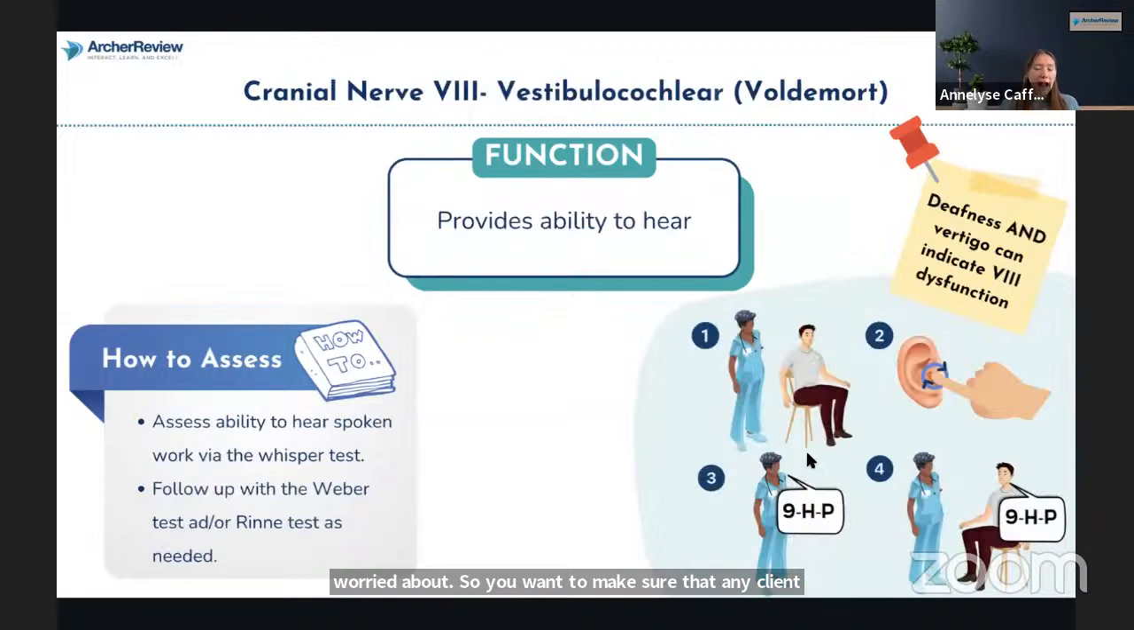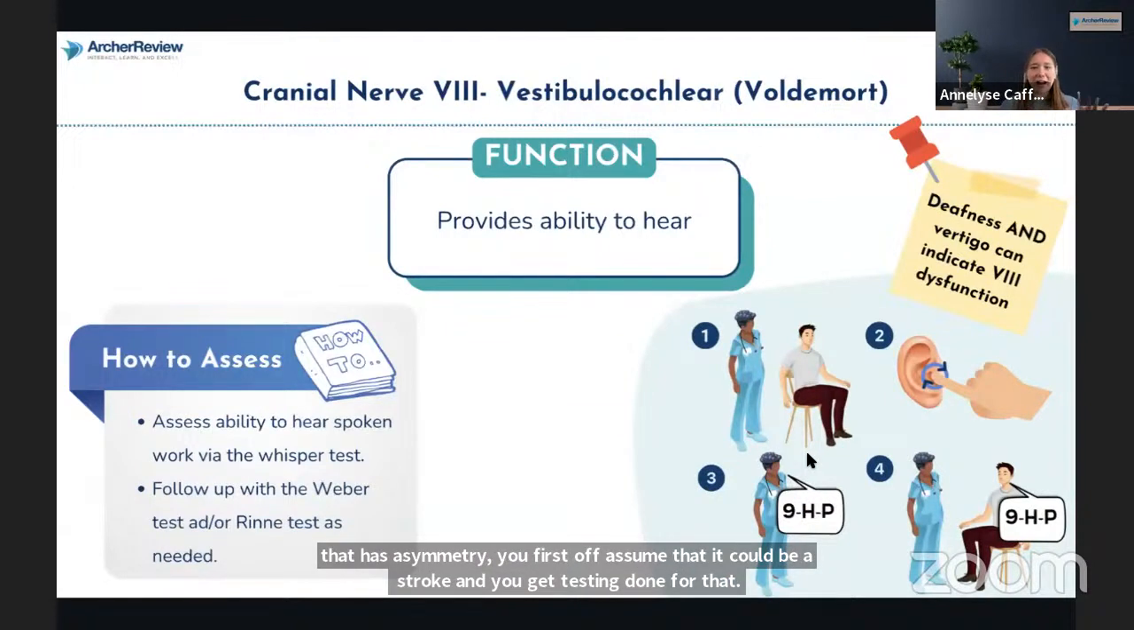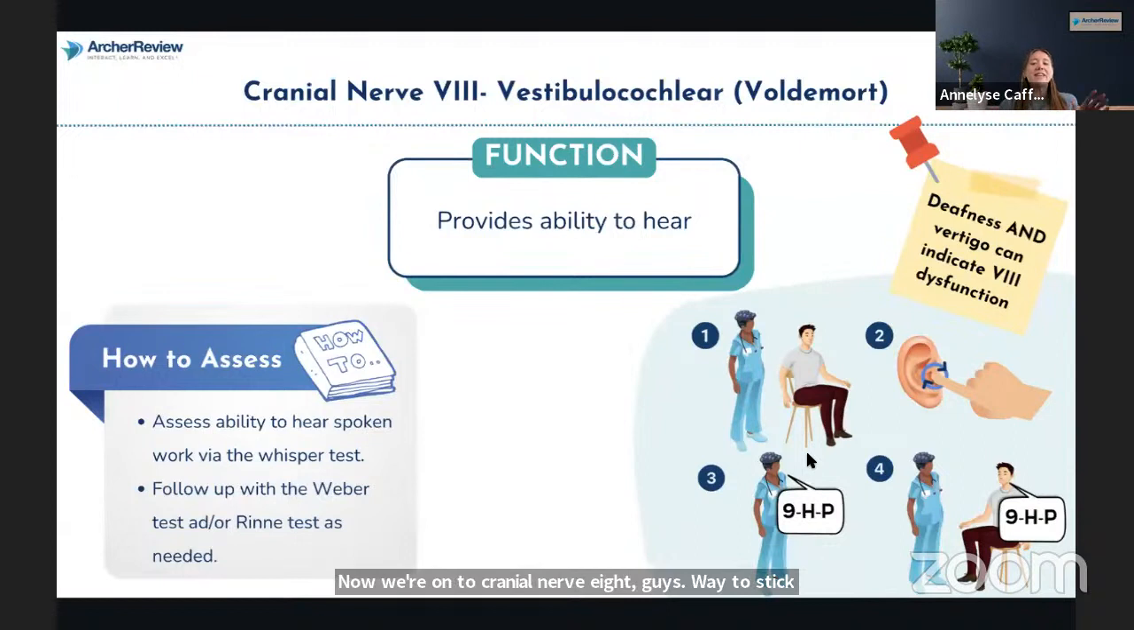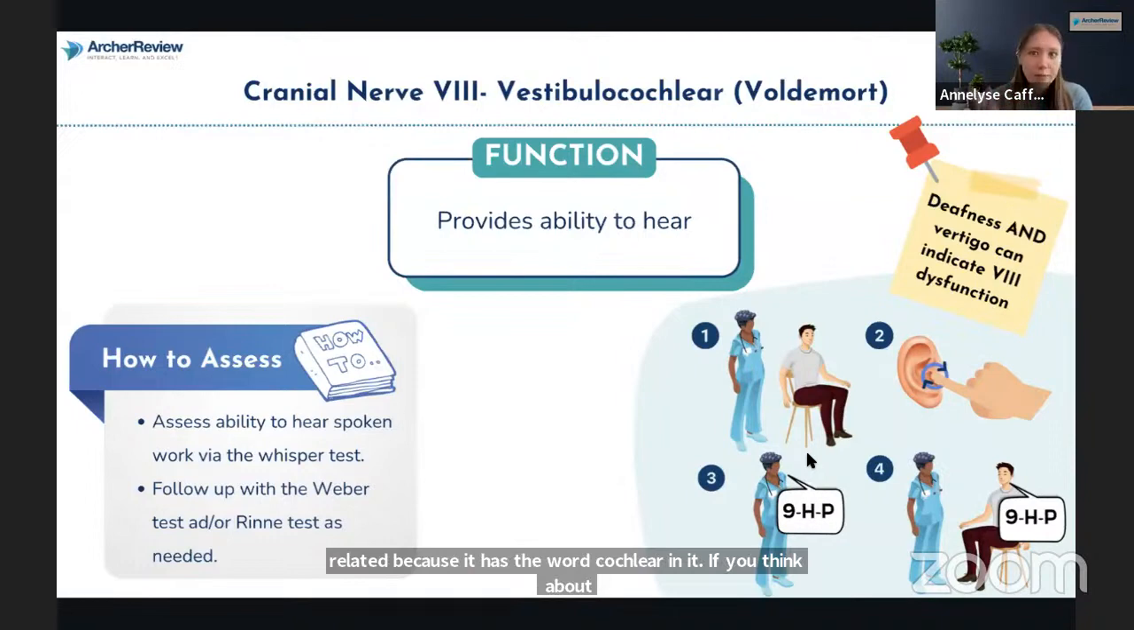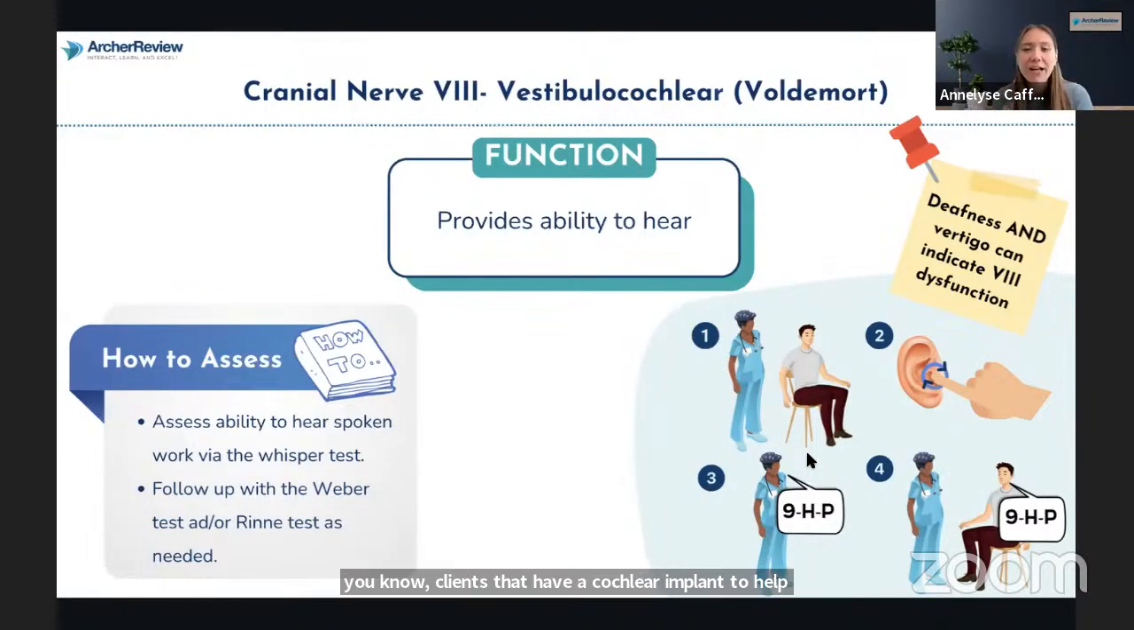Now we're on to cranial nerve 8, guys. Way to stick with us. We're 8 out of 12. We're making good movement. This is vestibulocochlear. This should let you know that it's going to be ear related because it has the word cochlear in it. If you think about clients that have a cochlear implant to help them hear if they are deaf or hard of hearing, that's going to let you know vestibulocochlear, we're talking about the ear.